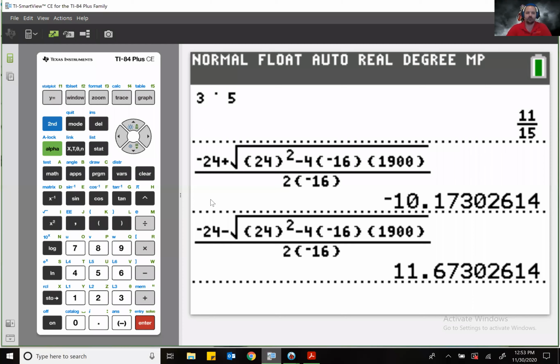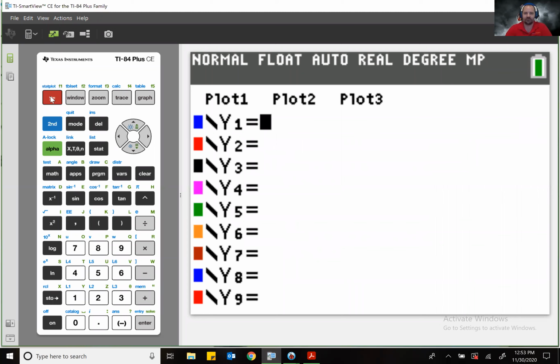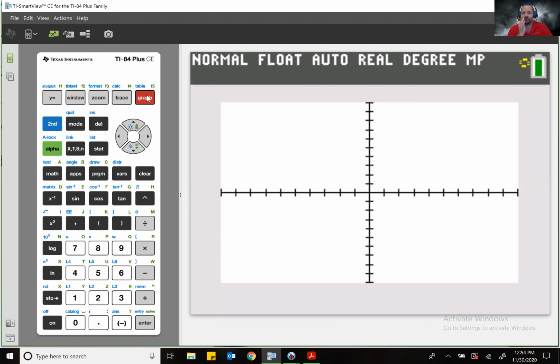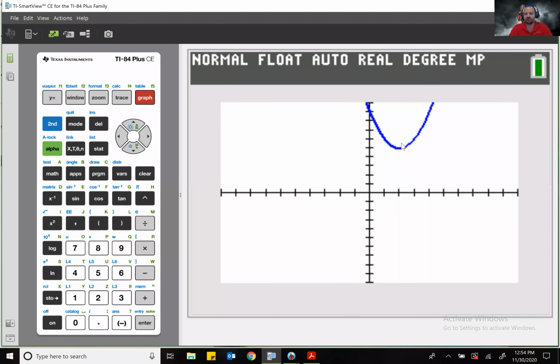Go to your calculator. Go into the y equals, and we'll let the calculator graph this. So we've got 1 parenthesis x minus 2, close the parenthesis, and it's squared, and then plus 5. So this was our equation. You don't have to have the 1 if you don't want to. If you hit graph, see there is the 2, 5. Now we just need another point.